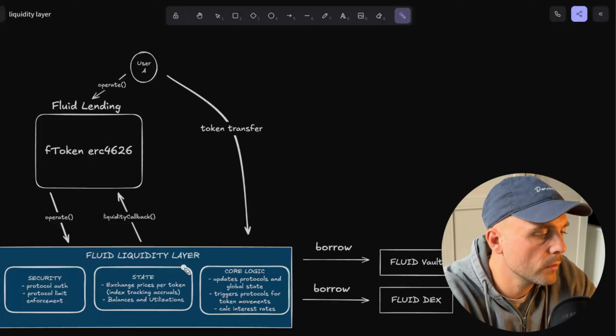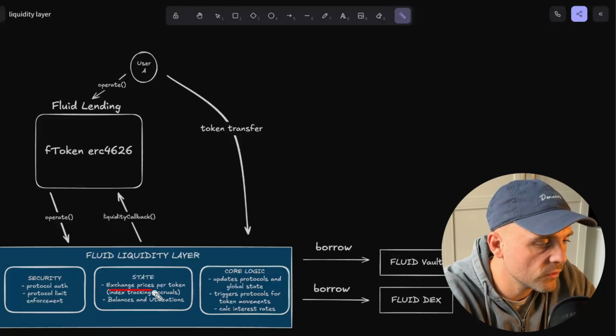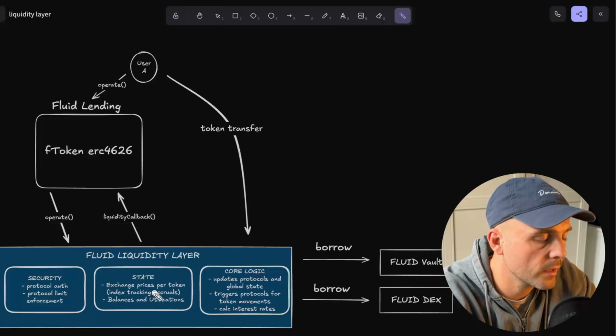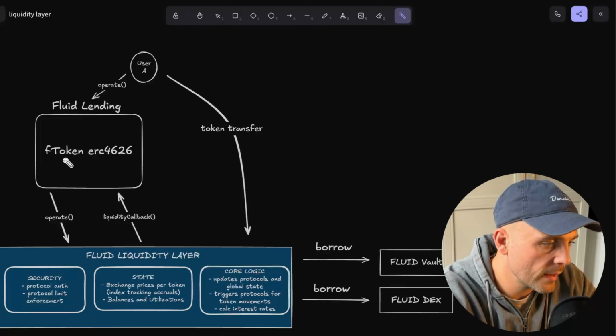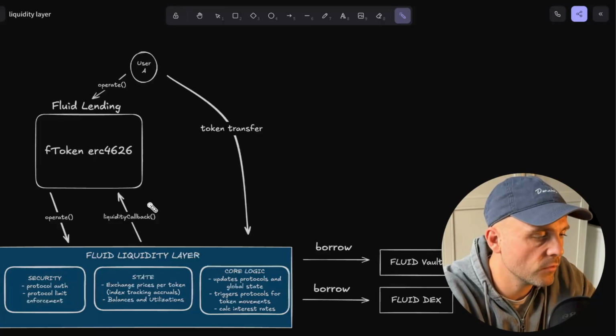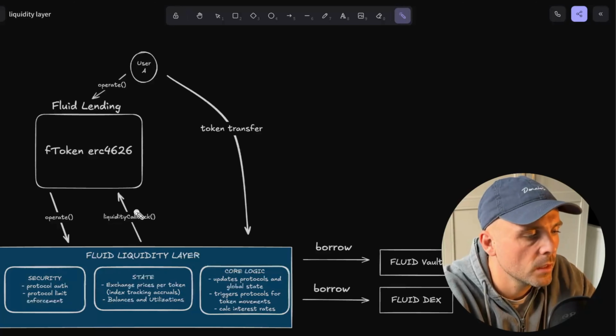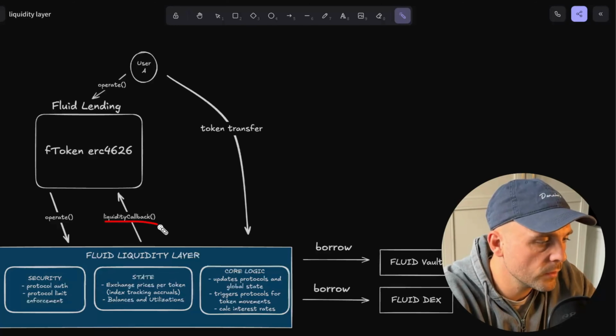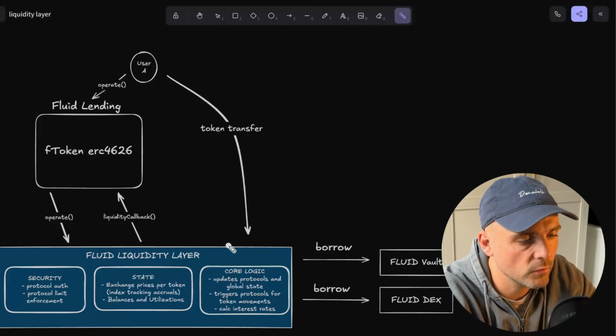The Fluid liquidity layer then updates exchange prices that take into account time elapsed, current interest rates and so on. And then it also makes this call back into the fToken via the liquidity callback method that we saw earlier, that has to be implemented by any application that plugs into the liquidity layer. And within Fluid Lending, this liquidity callback then handles token transfers. Basically, it transfers tokens directly from the user into the liquidity layer in the case of a deposit.